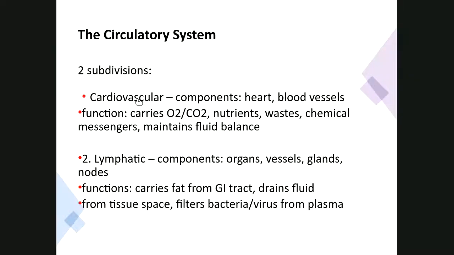Today we're going to talk about the circulatory system. The circulatory system is divided into two subdivisions. The cardiovascular system, which includes the heart and the blood vessels. Their primary function is carrying oxygen, CO2, nutrients, waste, and chemical messengers, and helping maintain fluid balance.